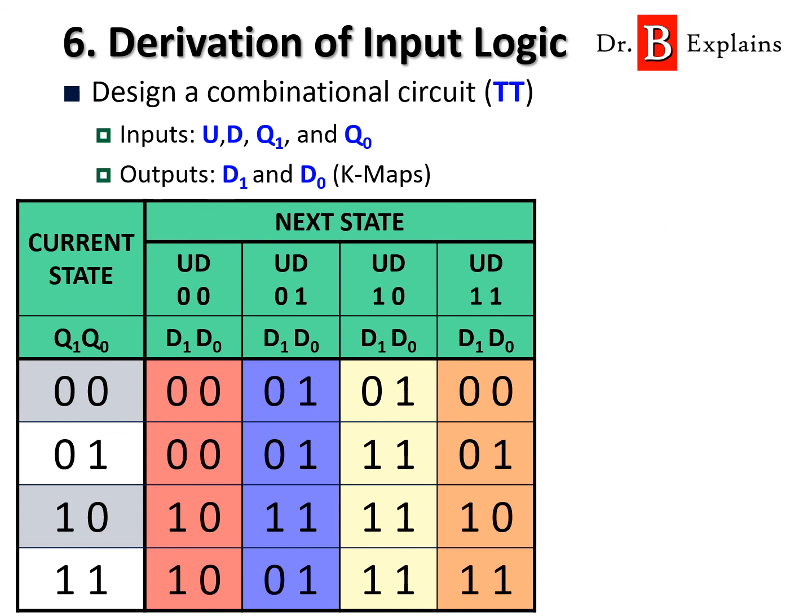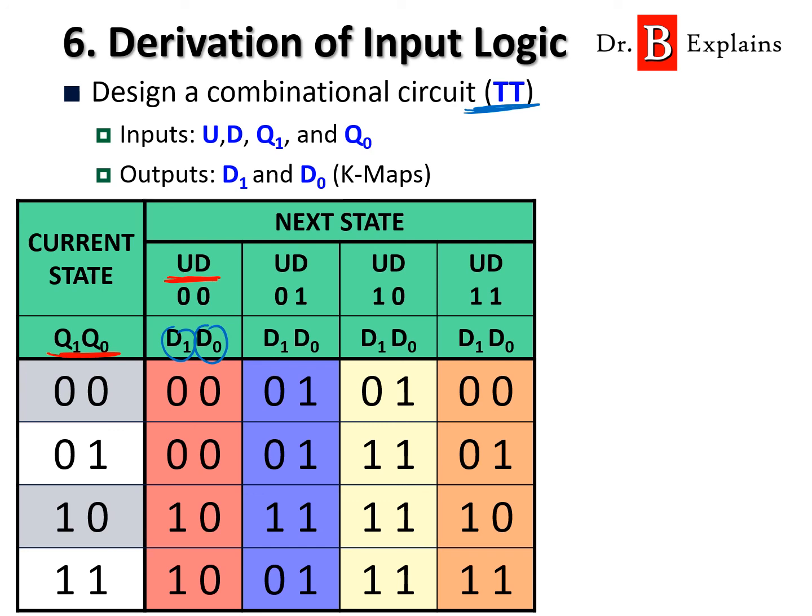Okay, so here we have the same table, the flip-flop input table, and I color-coded it white. You're going to see why in a minute. We need to think about this one having inputs U D and Q1 and Q0, as I said in the previous slide, and it's going to produce D1 and D0 as outputs. So you need to think about this as a regular truth table like you did in digital class.